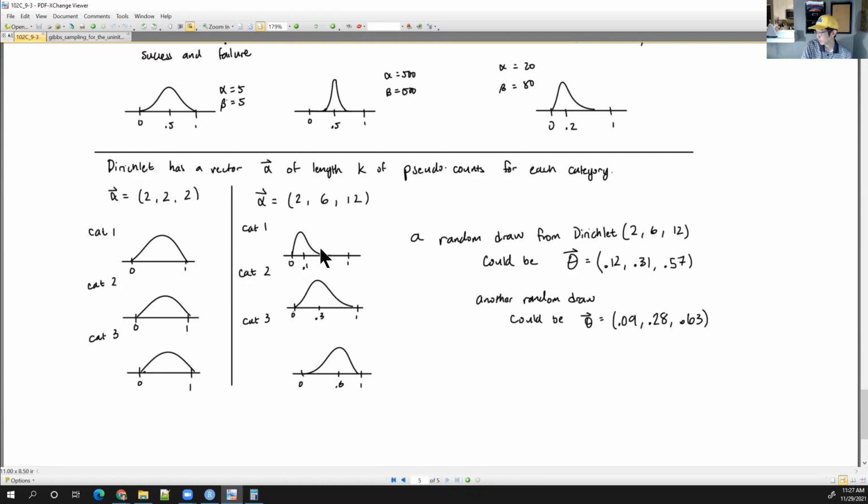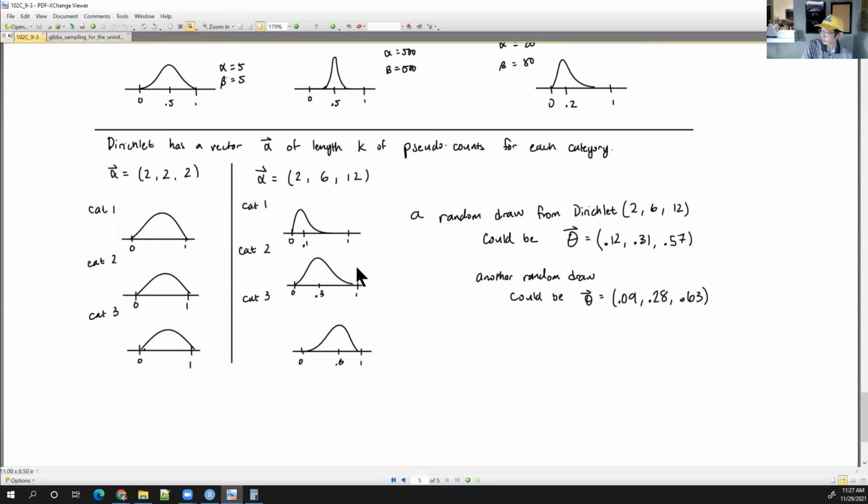Whereas from here, the Dirichlet distribution, if my pseudo counts are 2, 6, and 12, a random draw from here, we will get values where 2 plus 6 plus 12 add up to 20. So 2 out of 20, we're going to expect something centered around 0.1. 6 out of 20, we're going to expect something centered around 0.3, and 12 out of 20, we're going to expect something centered around 0.6.